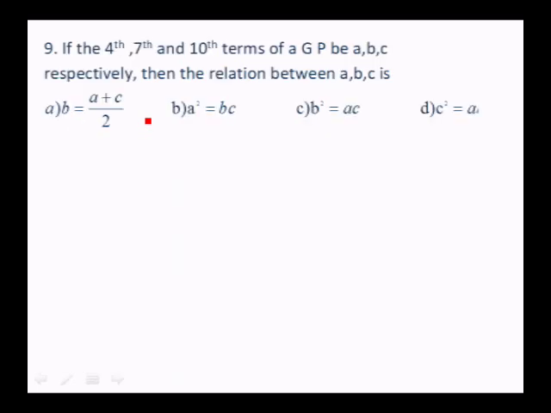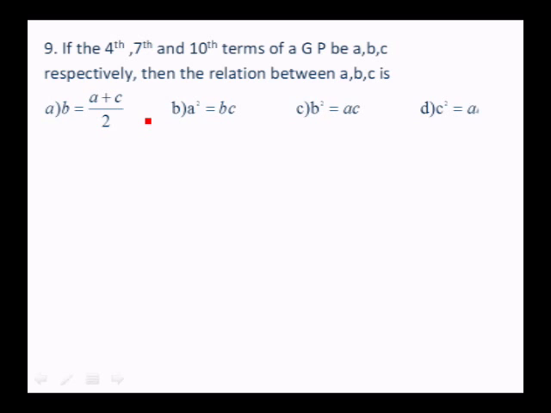Ninth question: if the 4th, 7th, 10th terms of a GP be a, b, c respectively, then the relation between a, b, c is: A, b is equal to a plus c by 2; B, a square is equal to bc; C, b square is equal to ac; D, c square is equal to a.